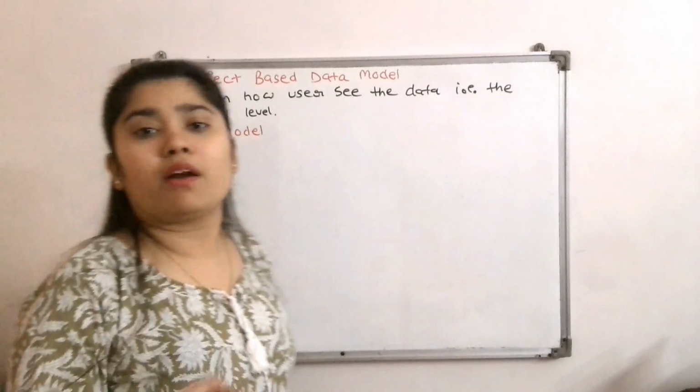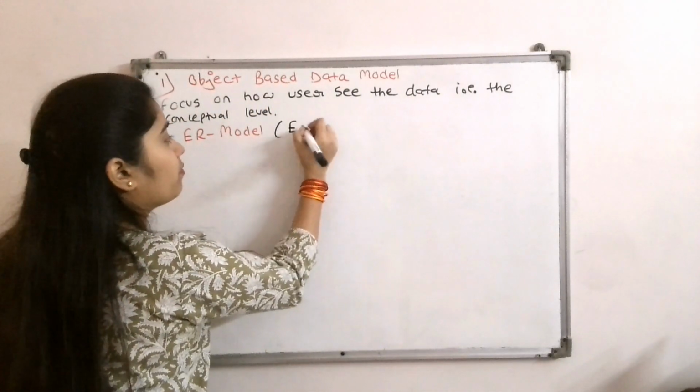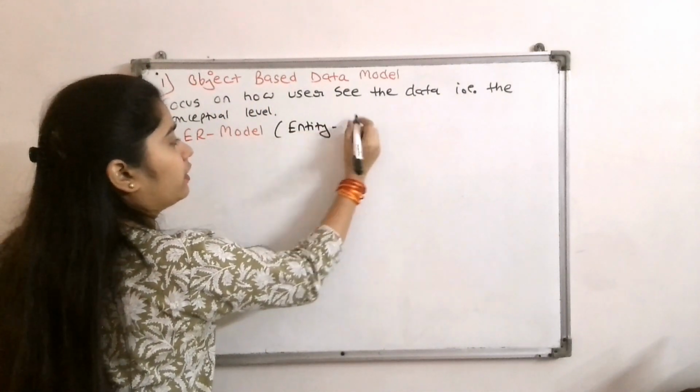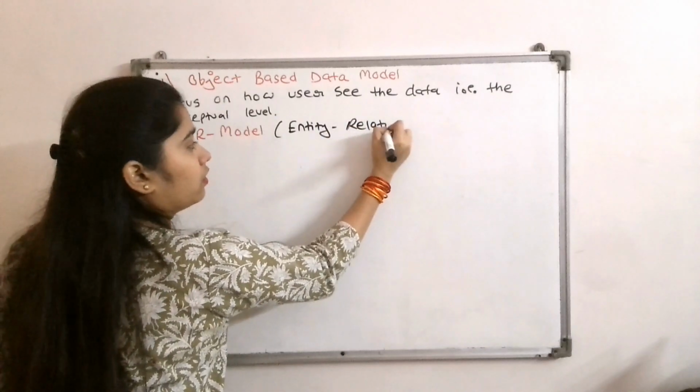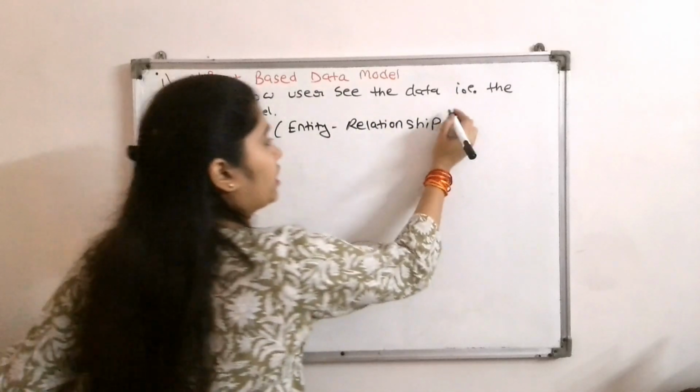Now what is the ER model? ER model means the entity relationship model. Let's write it here: entity relationship. Okay, ER means the entity relationship.